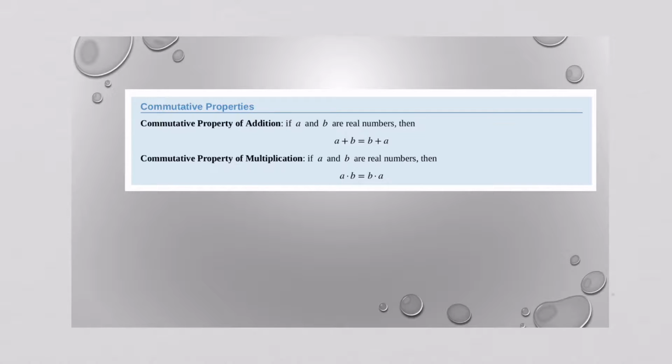The commutative property of multiplication is the same thing, you're just multiplying this time. So 2 times 5 is the same thing as 5 times 2.